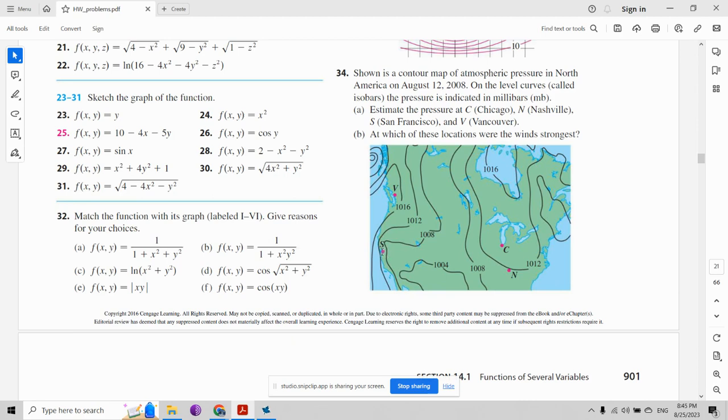Whereas San Francisco is kind of exactly in between the two isobars. So it's going to be the middle point between 1008 and 1012, which in this case is 1010. As to where the winds are strongest, is it San Francisco or Vancouver? Obviously, San Francisco, because the isobars are closer together, so the drop in pressure is more sudden as you look at the neighborhood of that point at San Francisco.